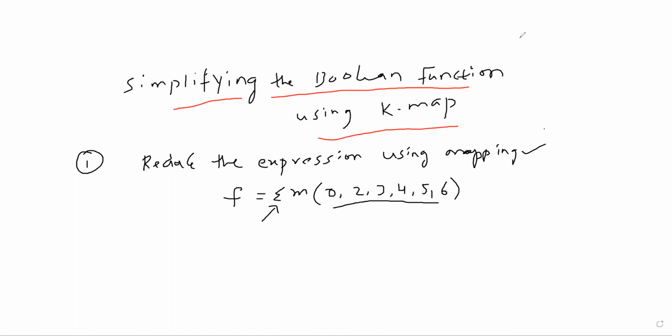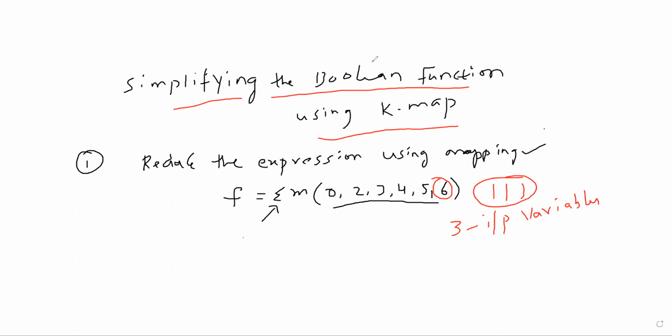Now if you observe, what is the highest digit here in the given minterms? 6 is the highest digit. To represent 6 in binary, we need 3 bits. Therefore, how many input variables? We have to use 3 input variables here. Is it clear? Let us consider A, B and C are the input variables.